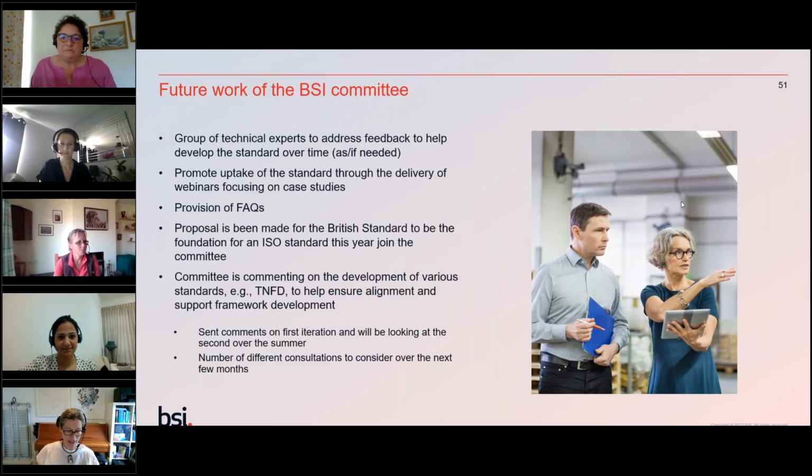Great. Jasnam already introduced that the technical team behind the standard has formed a committee for valuing natural capital, and the role of that committee is really to address the feedback that we get on the standard, but also to look at technical developments over time and consider when and how that standard might need to be adapted. We're also promoting the uptake of the standard through webinars such as this one, and trying to get the community more involved in sharing best practice.